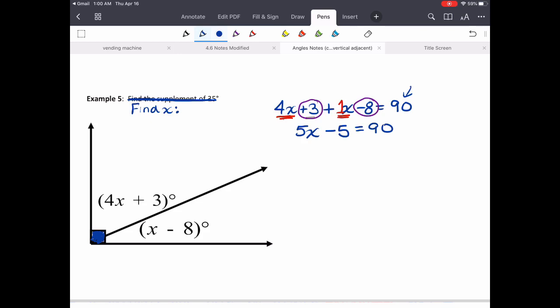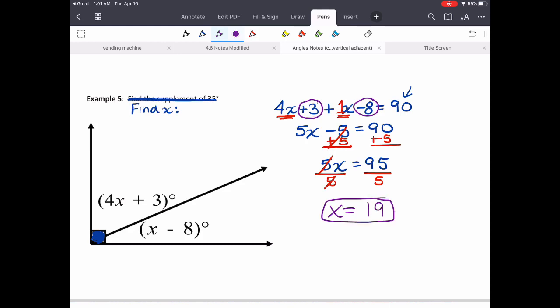And now we have a basic two-step equation that we need to solve right there. So what do we do first? Do we divide by 5 or do we add 5? That is correct. We're going to add 5 to both sides. What you do to one side, you do to the other. Rewrite the equation. So now you got 5x equals 95. And then divide both sides by 5. So then we get x is equal to 19.